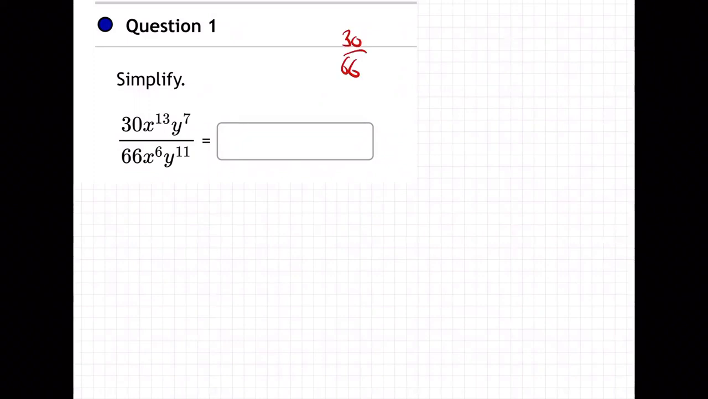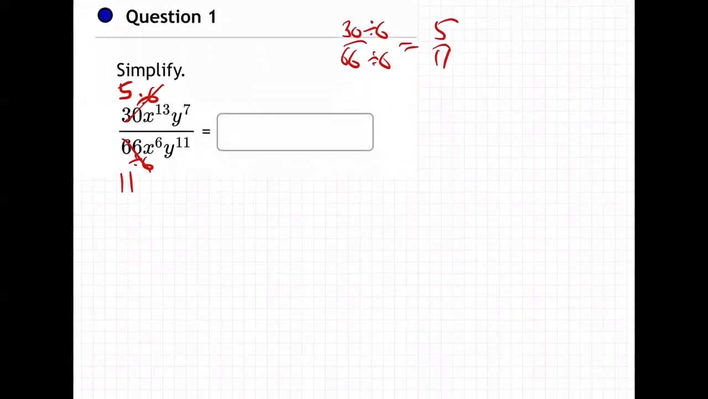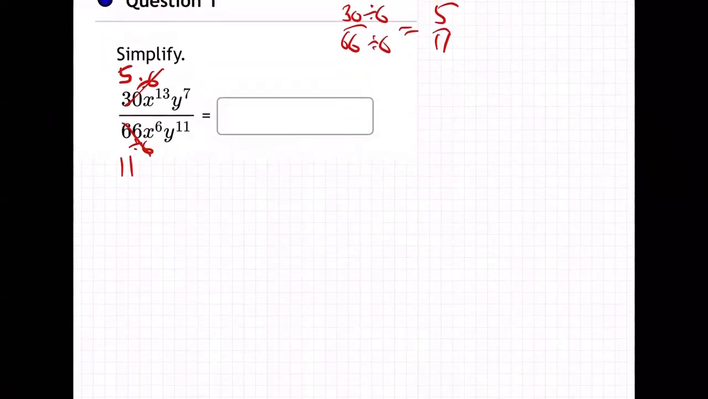Like 30 over 66. You would just say, well, divide top and bottom by 6, right? That would leave 5 over 11. Well, that's exactly what we do. We just divide by 6 and divide by 6. You just reduce the fraction, dividing top and bottom by the same number, leaves a 5, leaves an 11. Use your calculator if you're rusty on some of those times table things.